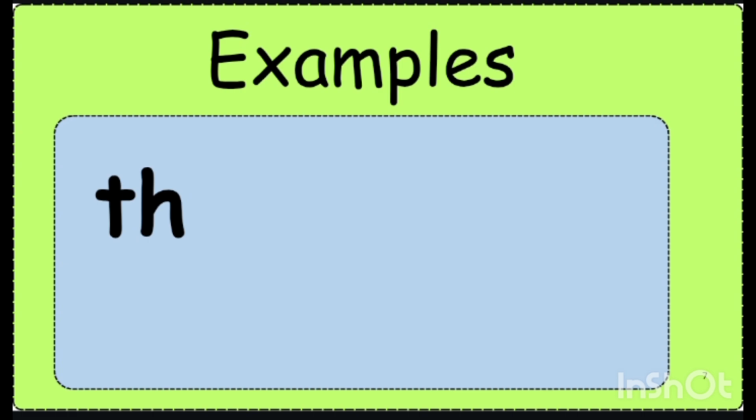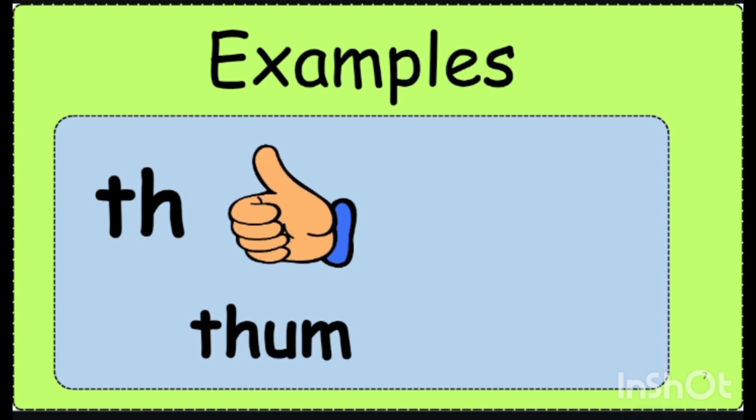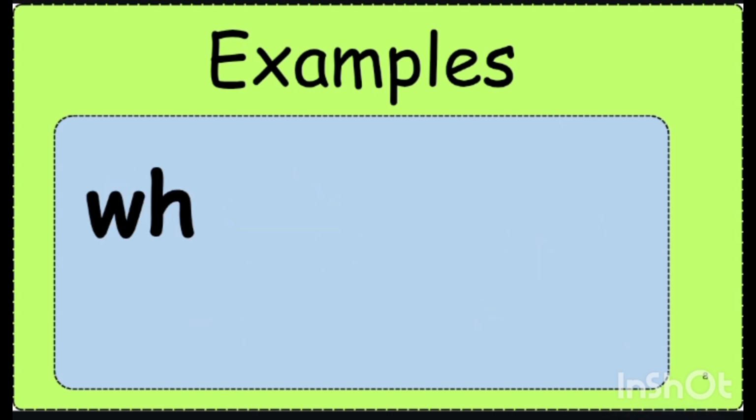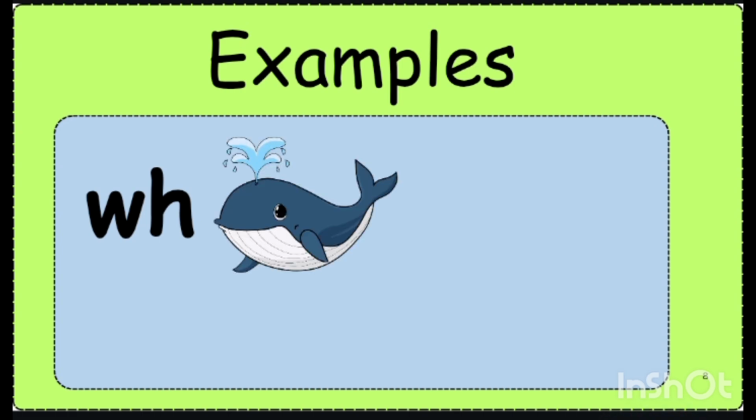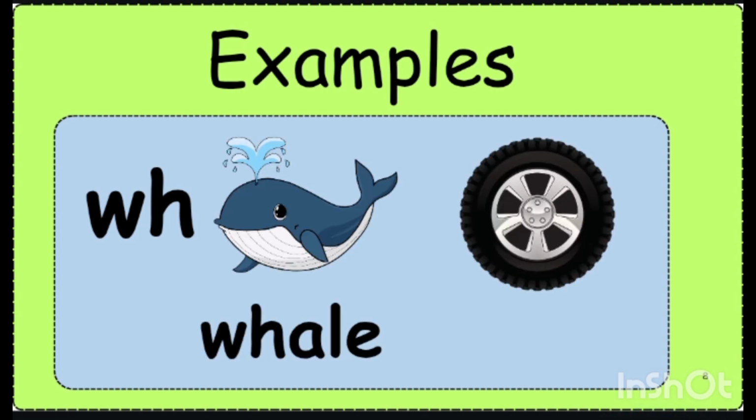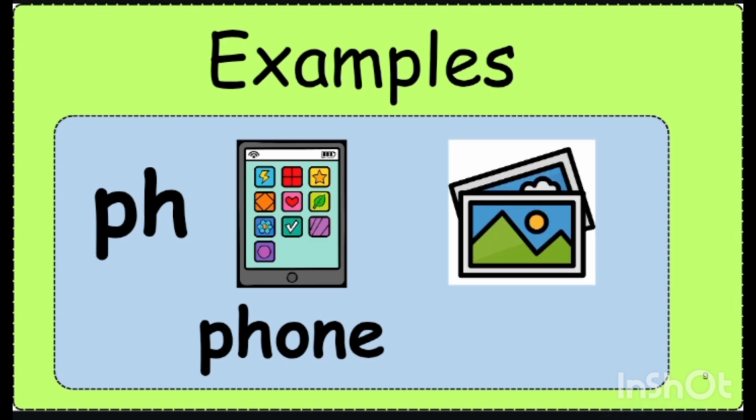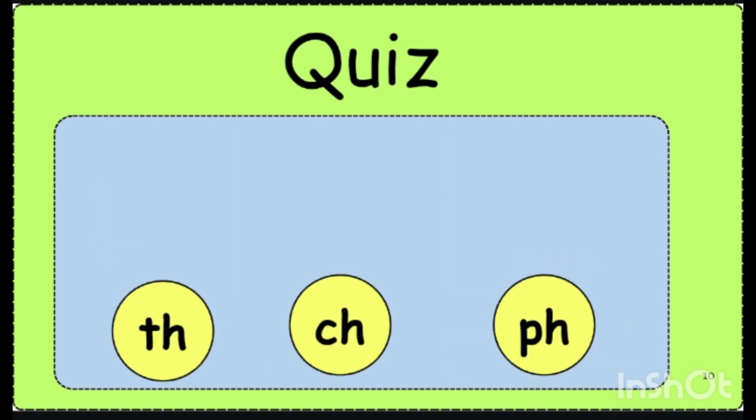Th. This is another example. Thumb and three. This is another digraph. It has been made with the two letters T, H coming together and making the sound th. This is another example. Wh, whale, wheel. Another example where the letters P, H come together and make the sound f, like phone, photo.